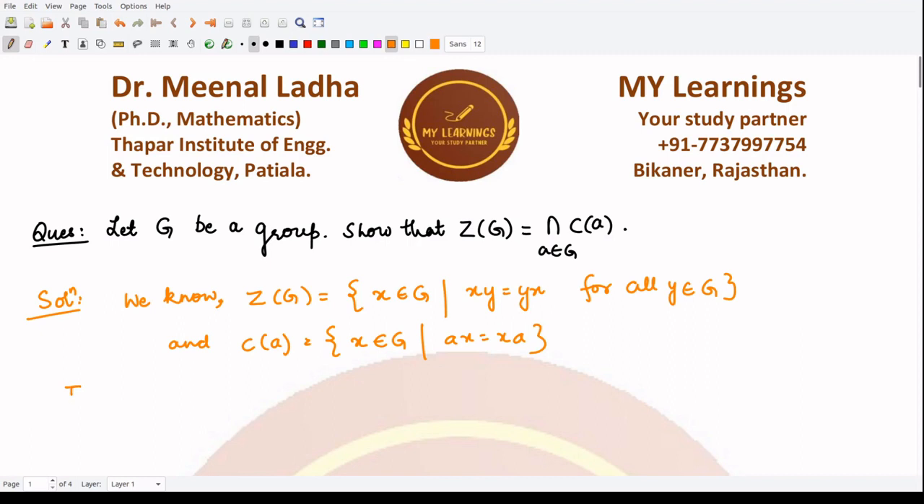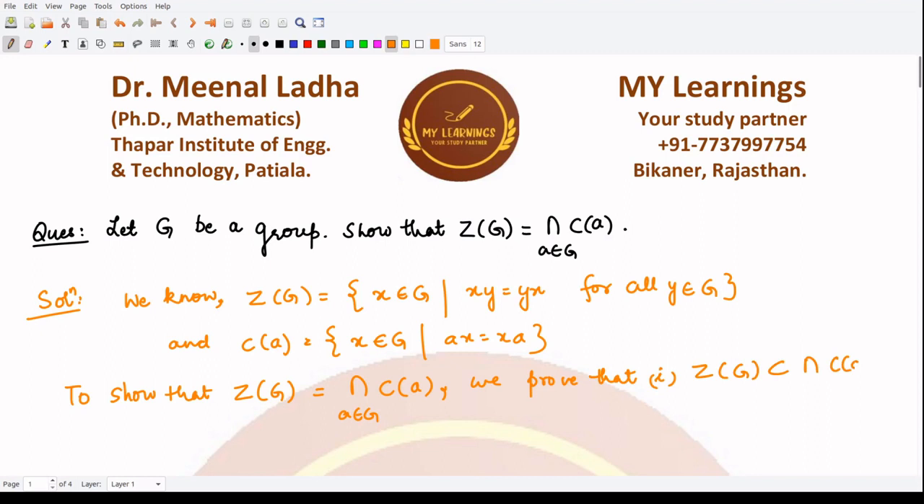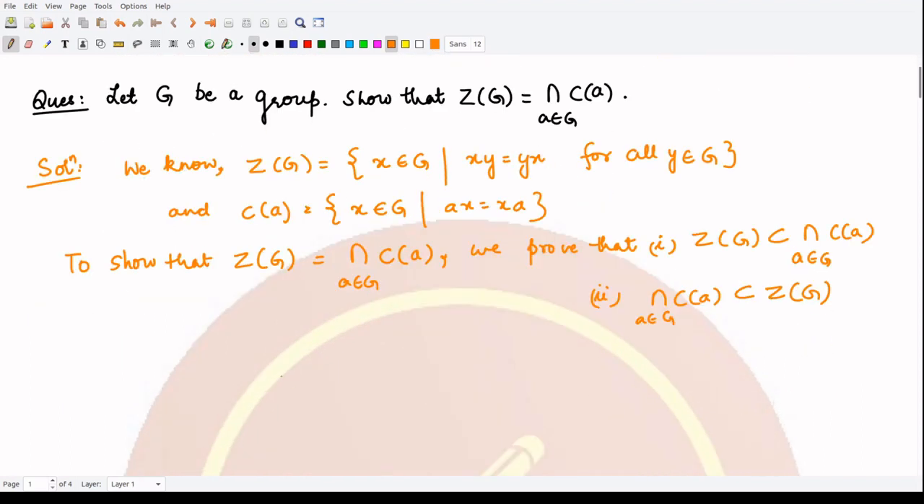Now in order to show that Z of G is equal to this intersection of C of A for all A belonging to G, we prove the two inclusions. First, Z of G is contained in this intersection of C of A where A belongs to G, and second, this intersection is contained in Z of G, correct? This is what we wanted to show here, right?